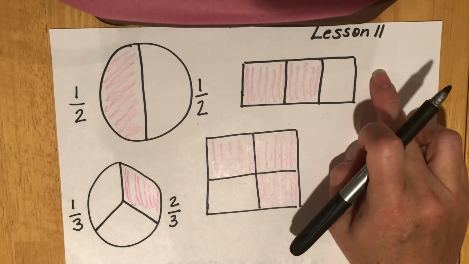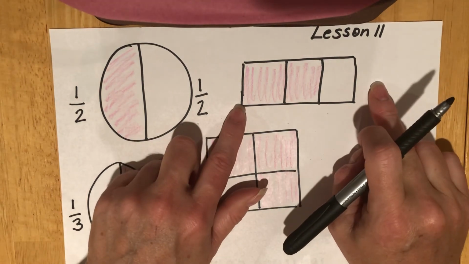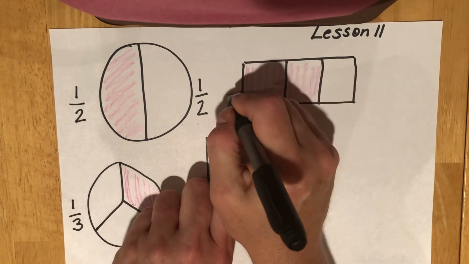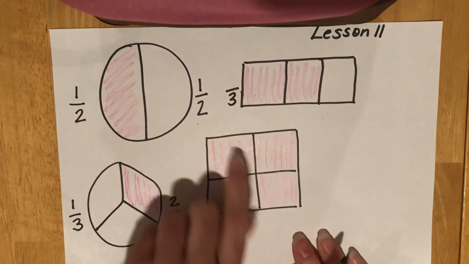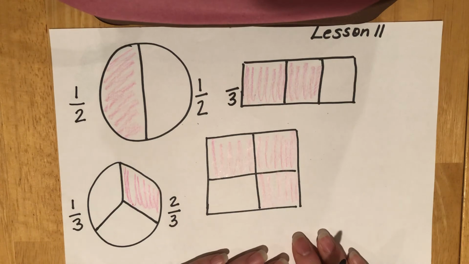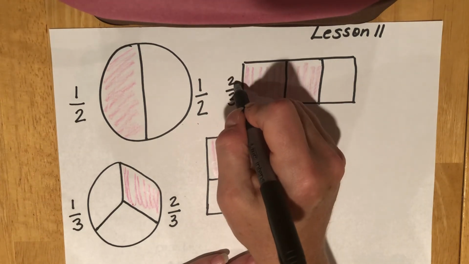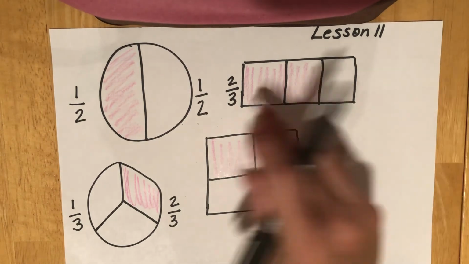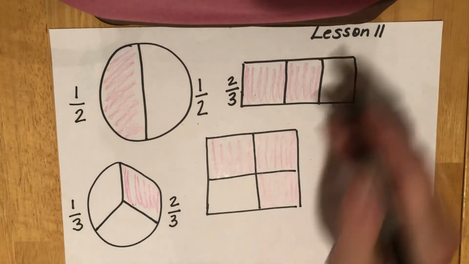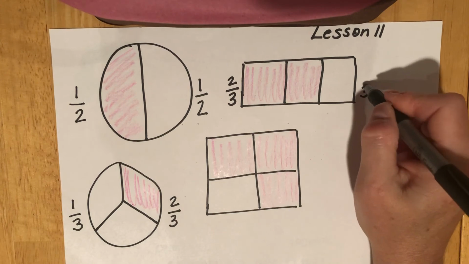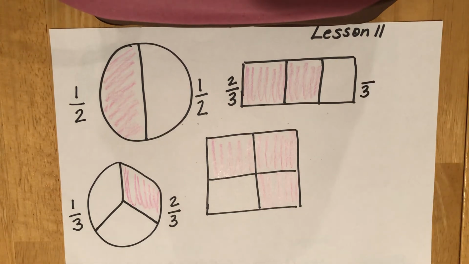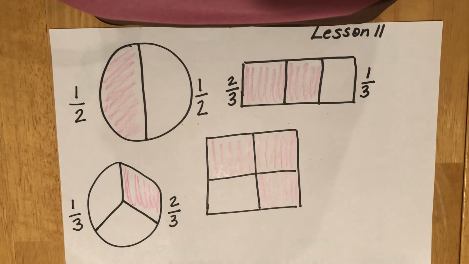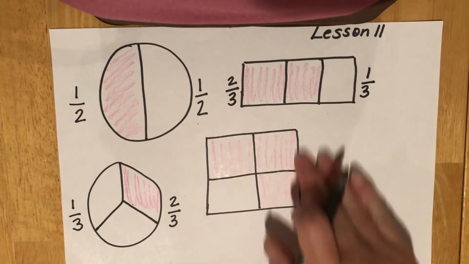Let's jump back up to this one. So for here, I have 3 pieces again. How many pieces are shaded? Did you say 2? Then you are right. So then let's go and do the unshaded pieces. There's still 3 pieces. How many are not shaded? 1. Nice job. Okay, last one.